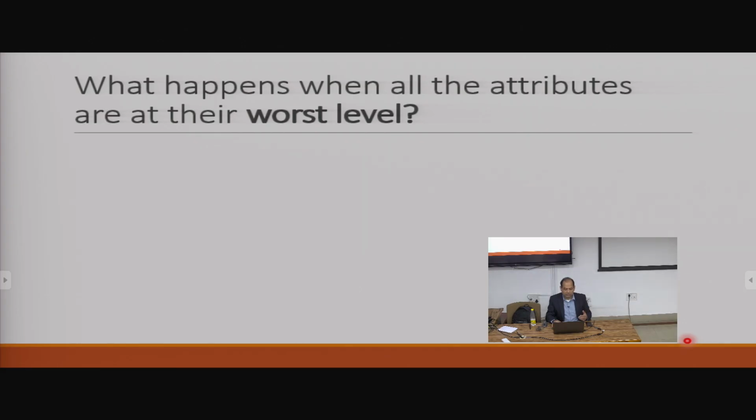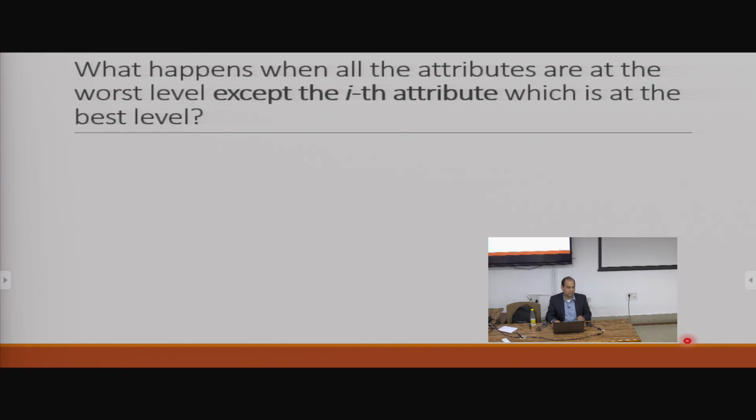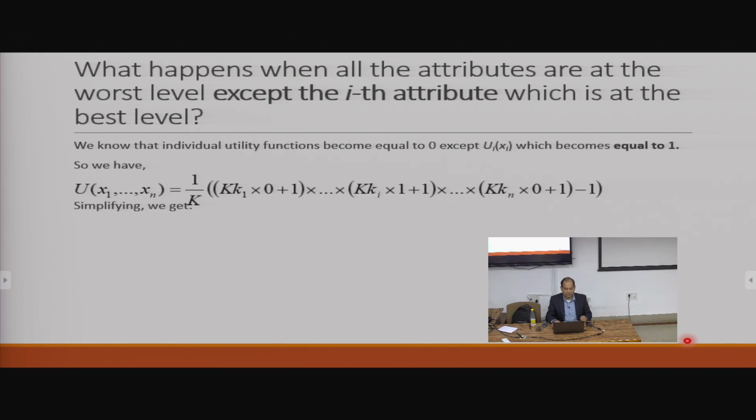When all the attributes are at the worst level, you get 0, as you expect. When all the attributes are at the best level, you get 1, as you expect. What happens when all the attributes are at the worst level except the ith attribute? Every attribute is at the worst level, so the utility becomes 0 in each case, except the ith attribute, which is at the best level. So here we put 1, and everywhere else we have 0. You can verify this yourself.